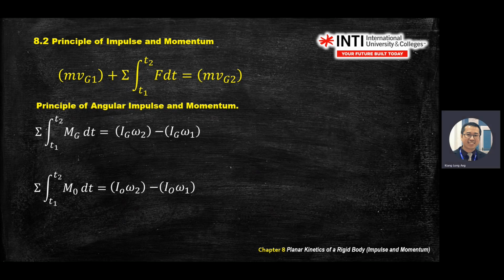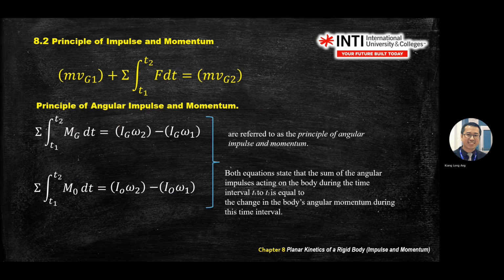Yeah, so they have two equations here, but it's still the same. It gives you angular impulse and momentum. M multiplied by t, moment and time, gives you impulse. But I omega gives you angular momentum, right? So just need to be careful.